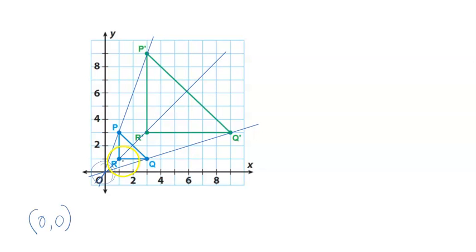So if I choose one length, if I go R' to Q', I can see that's 6 across: 1, 2, 3, 4, 5, 6. And R to Q is 2. So I know my scale factor is multiplied by 3. Okay, so it's 6 divided by 2, and I know that the original shape has been multiplied by 3. So when I answer this, its center is 0, 0, and the scale factor is 3.